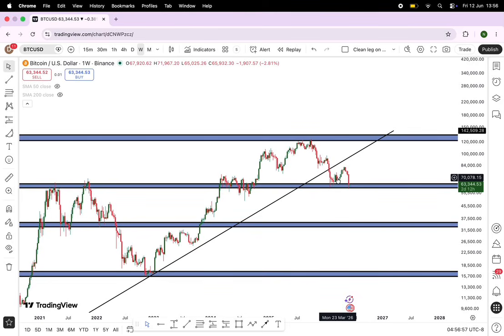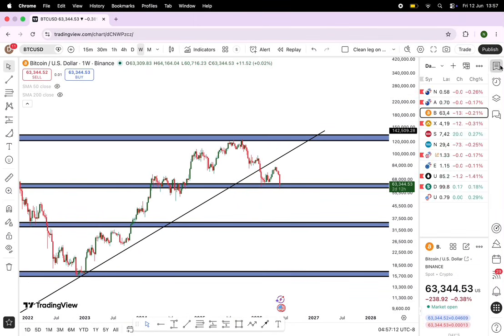But the moment we do actually clear out this $63,000 a coin level, we are in business, and I'm shorting this guy all the way to $35,000 a coin first, and then subsequently, if we do continue going lower, it's all the way to $15,000 a coin for BTC. That's just that for BTC.